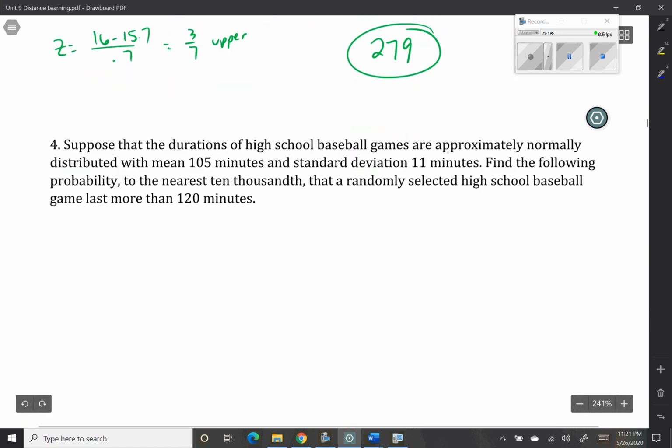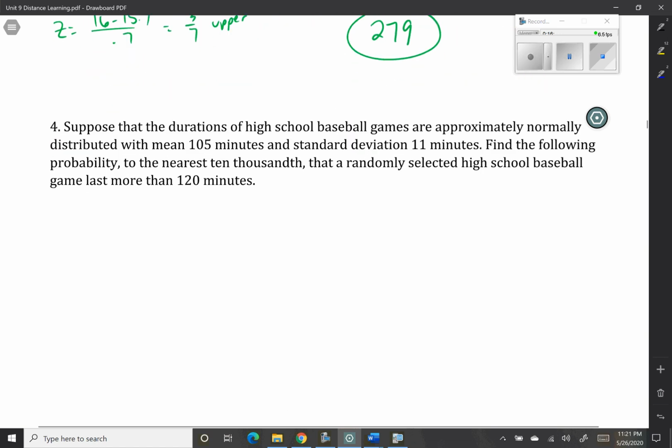Number 4 says, suppose that the durations of high school baseball games are approximately normally distributed with a mean of 105 and a standard deviation of 11. Again, normal distribution tells me that it's subconscious at this point, normal CDF in your calculator. Find the probability, to the nearest thousandth, that a randomly selected high school baseball game lasts more than 120 minutes. The z-score is 120 minus 105 divided by 11, not a nice number. We'll just go with 15/11. That's good. Now we want to see if it lasts more than that time.